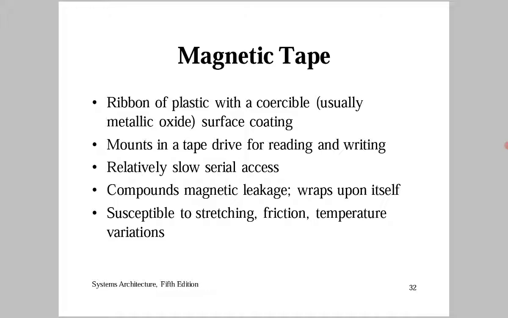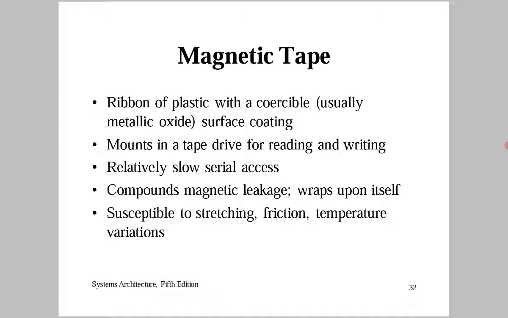Drives, flash drives, all these things. We may discuss all these things and we may start with magnetic tape. So, the first storage device is magnetic tapes. Magnetic tapes are generally built up with a ribbon of plastic with a coating, usually a metallic oxide surface coating, mounted in a tape drive for reading and writing, with relatively slow serial access.